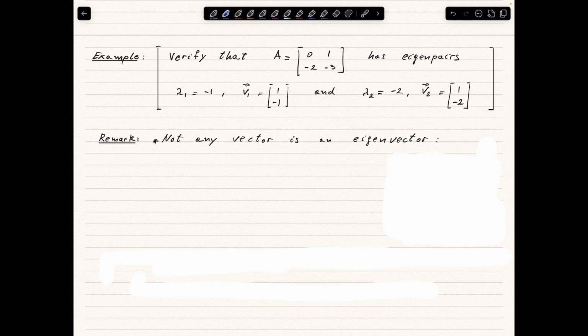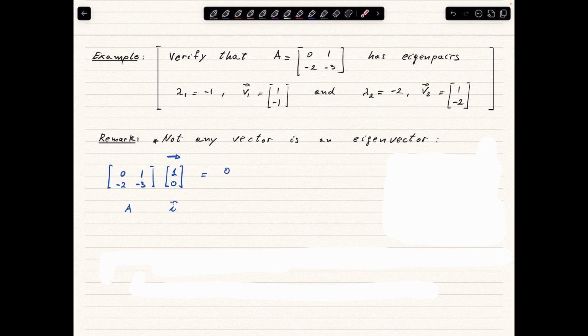For example, let's grab the matrix 0, 1, negative 2, negative 3, and let's grab the vector 1, 0. This is the horizontal vector. When we draw it on the plane, it is the horizontal vector with length 1. Actually this is called the vector i, sometimes by physicists. And this is our matrix A. What is that equal to? Well, we do the matrix vector product, so we have 1, 0, 0, 1, so this is 0.